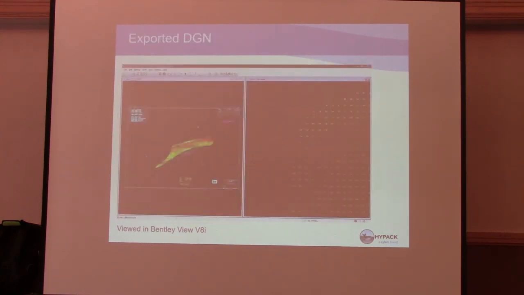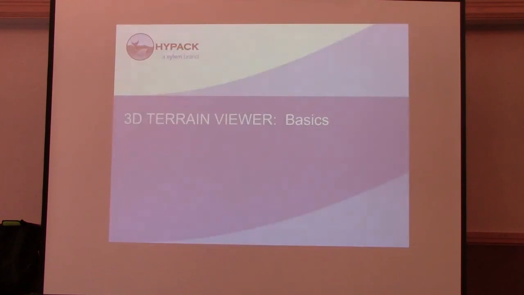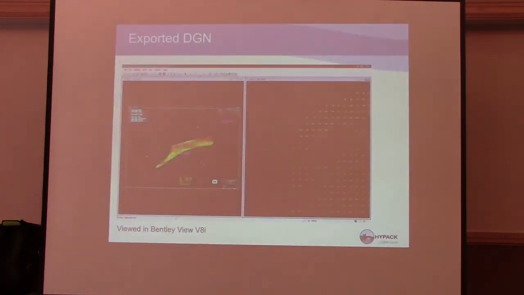So here's an example of the original base map, and then importing the soundings to the DGN base map, and then saving it as a DGN file. Okay. Any questions on that? Oh my God, it's getting close. I don't have a whole lot of time.